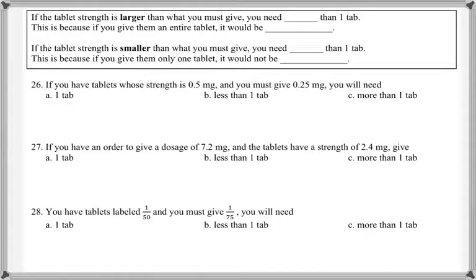The next part has to deal with tablets, and should we give one tab, less than one tab, or more than one tab. So if the tablet strength is larger than what you must give, you need less than one tab. And this is because if you give them an entire tablet, it would be too much.